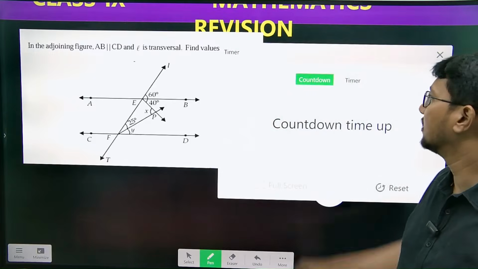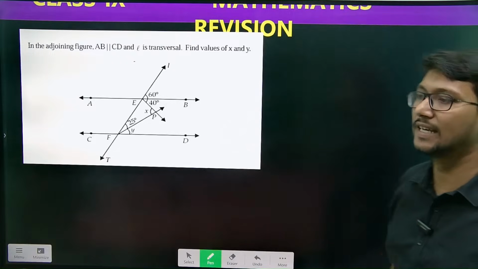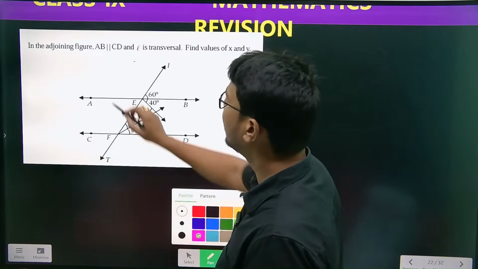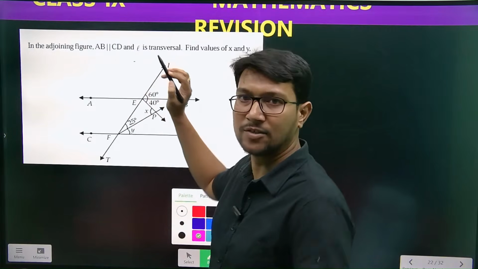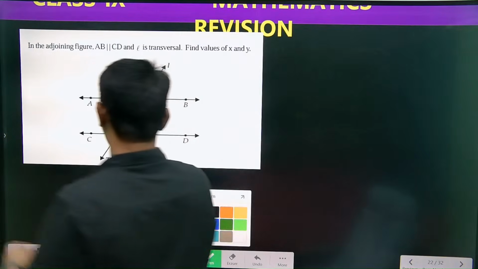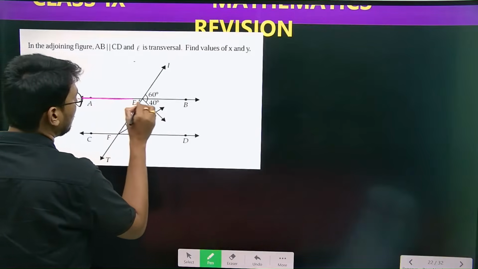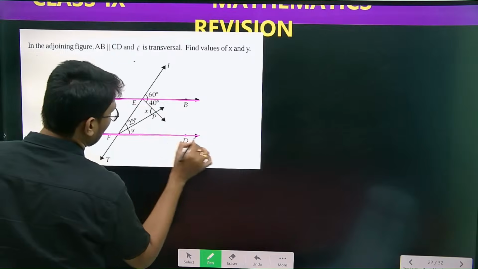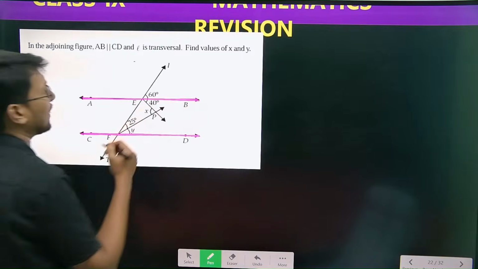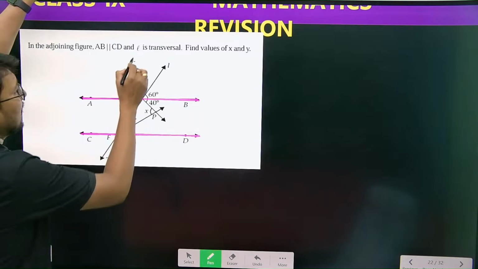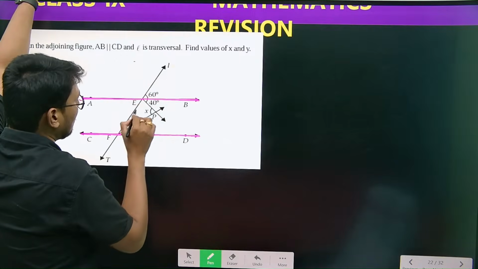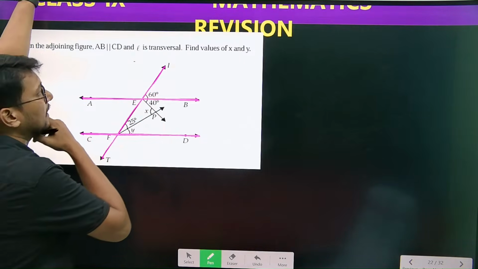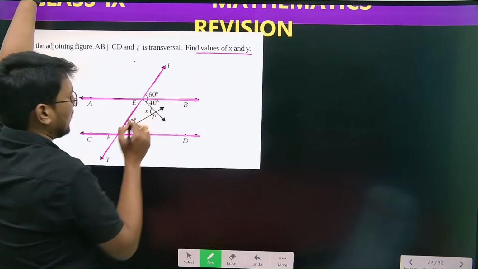Okay, children, let us see. What is given in the question? Check, children. In this figure, AB is parallel to CD, and L is the transversal. Which one is L? This is L, the transversal. Find the value of x and y.